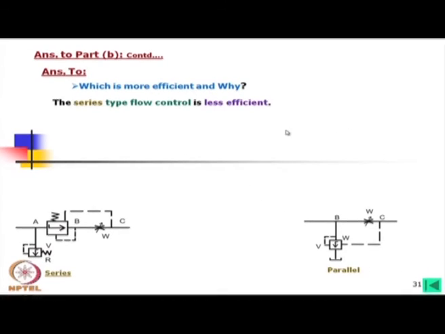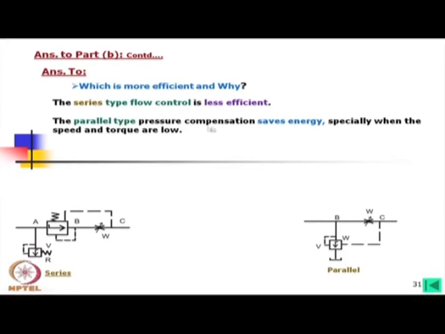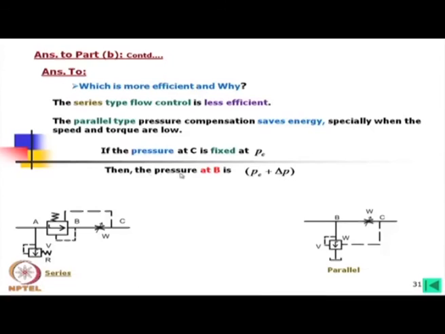Now, which one is more efficient? The series type flow control valve is less efficient. Here we have shown. The parallel type pressure compensation saves energy, especially when the speed and torque are low. If the pressure at C is fixed at Pc, then the pressure at B is Pc plus del P, where del P is given by these equations.